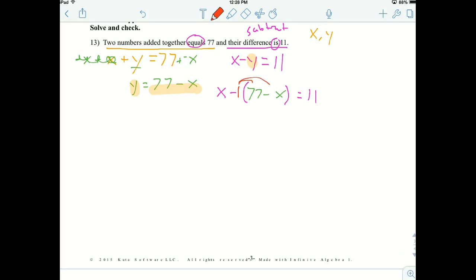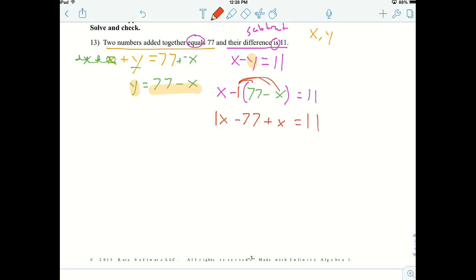So when we see a negative sign out front of parentheses, it means we have to distribute that negative to everything within. So I have my x, but then I have a -1 times a 77, and that's going to be -77. I then have my -1 times a negative x, and a negative times a negative is a positive, so I'm going to get 1x, or just x, equals 11. So this step is probably the trickiest one that we actually run into there.